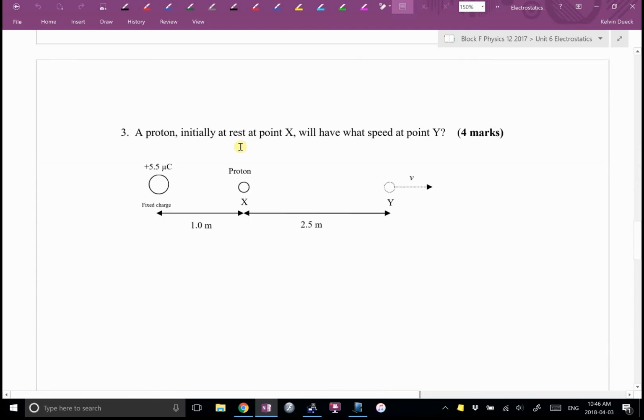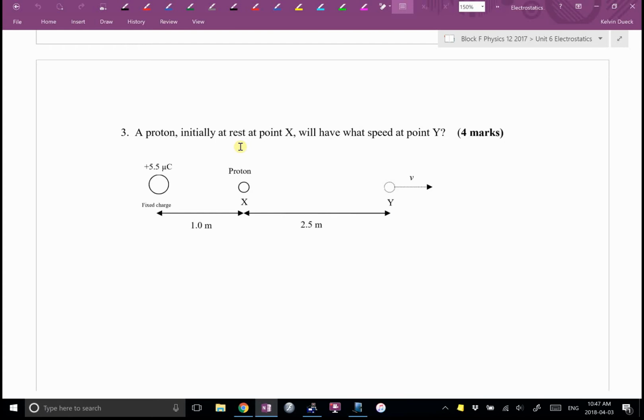Number 3, a proton initially at rest will have, what's number 3 asking me to find? Speed. Is it asking how much work? So, no. Which way is that proton going to move? To the left or to the right? And how do you know? It's going to move to the right. How do you know it's going to move to the right? Because like charges repel, and that 5.5 is fixed, it's glued to the page, so that proton is going to take off to the right.